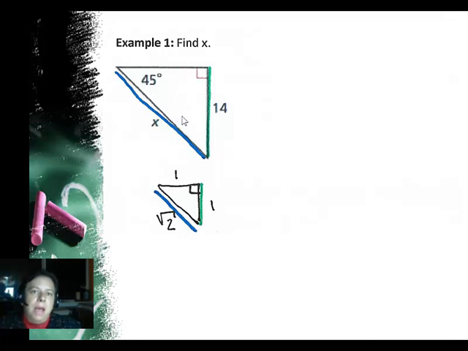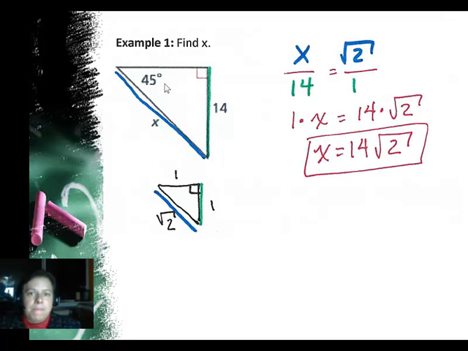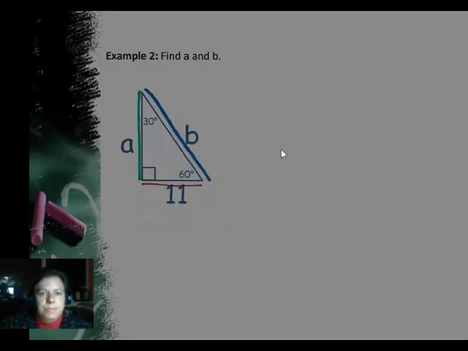The long sides, the hypotenuses, must be similar, and the legs must be similar. So I go ahead and set up a proportion, blue to green. X is to 14, as square root of 2 is to 1. Cross multiply, and you get 1 times x equals 14 times square root of 2. So x equals 14 times the square root of 2. And you can actually leave your answer like this. Unless we're asking for something to the tenths or you're having to fill in a griddable, there's no reason for you to actually plug this into your calculator.